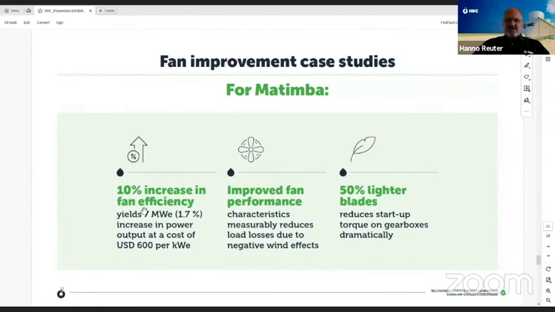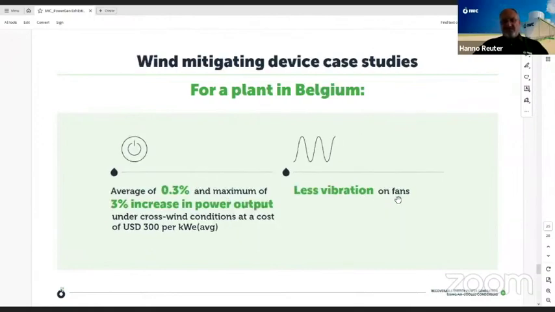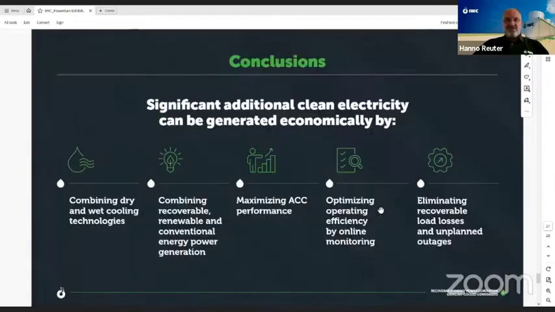Another improvement is currently ongoing. Chris Meyer is involved, his company, increasing the fan efficiency by 10%. This gives you around 7 megawatts, a 1.7% increase in power output, at a cost of about $600 per kilowatt, which is very good. This also improves the fan performance under crosswind conditions, which gives an additional output. And another spin-off is the 50% lighter blade. For a wind plant in Belgium, I did a study and we could get up to 3% increase in power output, or let's say 3% reduction in load losses, and much less vibrations.